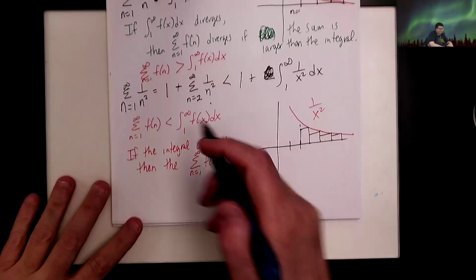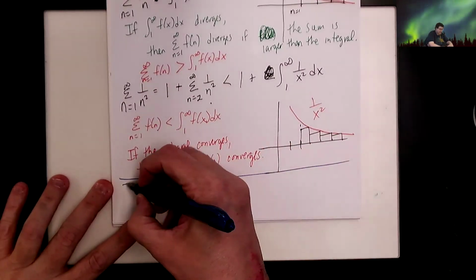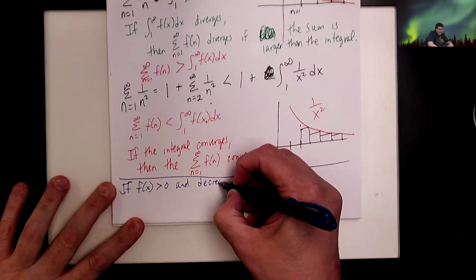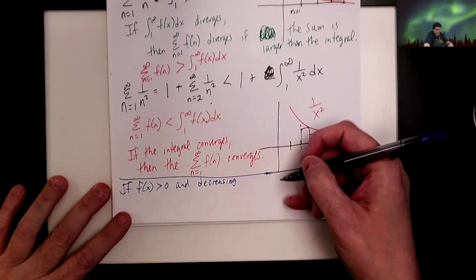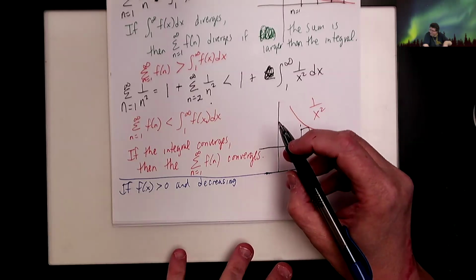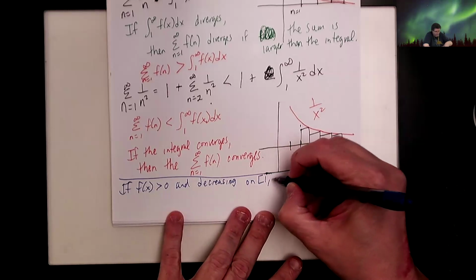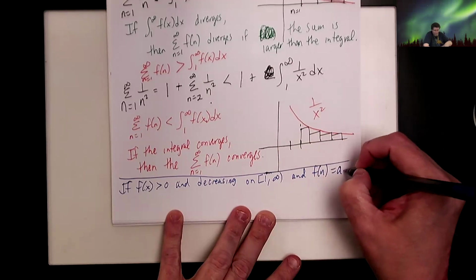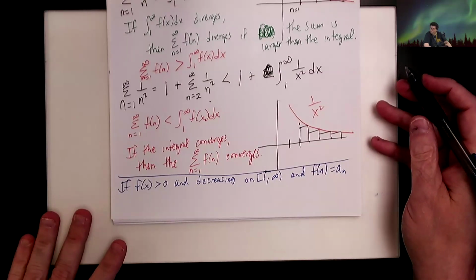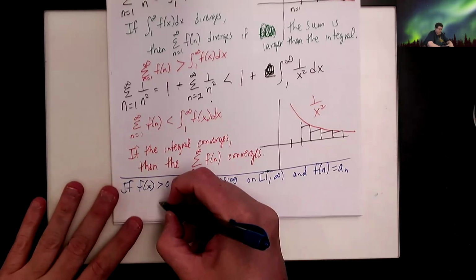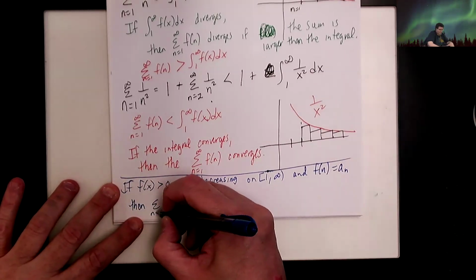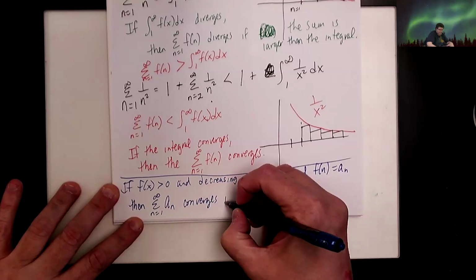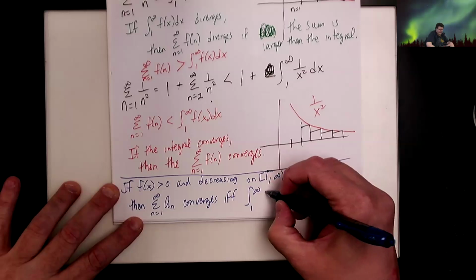Putting it in a nice little summary form. If f of x is greater than 0 and decreasing on 1 to infinity, and f of n equals a sub n, then the sum from n equals 1 to infinity of a sub n converges if and only if the integral from 1 to infinity of f of x converges.